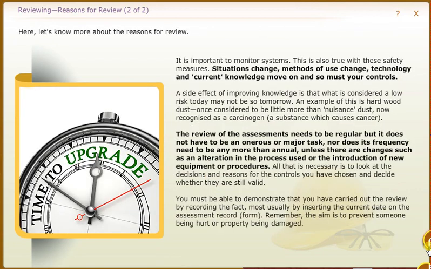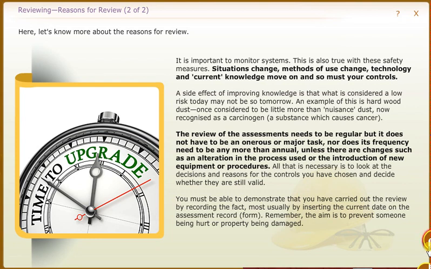Here, let's know more about the reasons for review. It is important to monitor systems. This is also true with these safety measures. Situations change, methods of use change, technology and current knowledge move on, and so must your controls. A side effect of improving knowledge is that what is considered a low risk today may not be so tomorrow. An example of this is hardwood dust. Once considered to be little more than nuisance dust, now recognized as a carcinogen, or a substance which causes cancer.